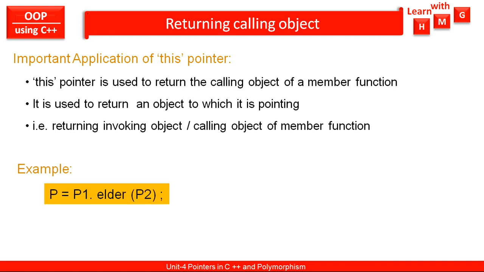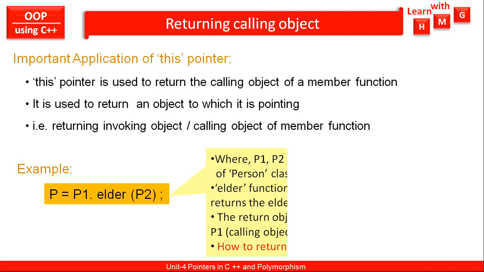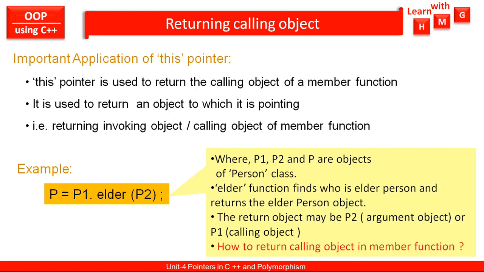Here, P is equal to P1 dot elder of P2. This is the example of a member function call. In this member function call, P1, P2 and P are the objects of the person class. All three are objects of the person class. Elder is the function name which finds who is the elder person and returns the elder person object.